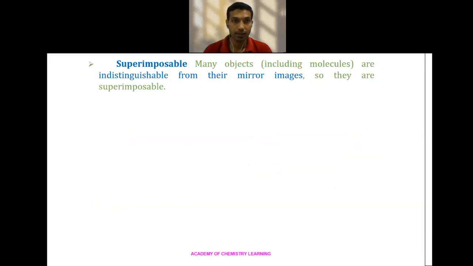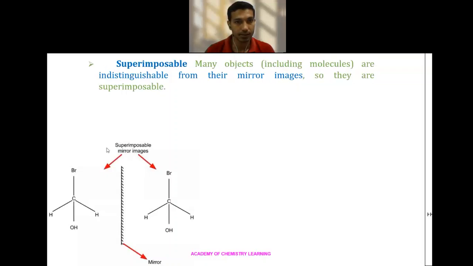Now, the next term is superimposable. When any object, structure, or molecule is indistinguishable from its mirror image, then it is called superimposable. The structures are called superimposable. Now how to understand? Let's see this example.